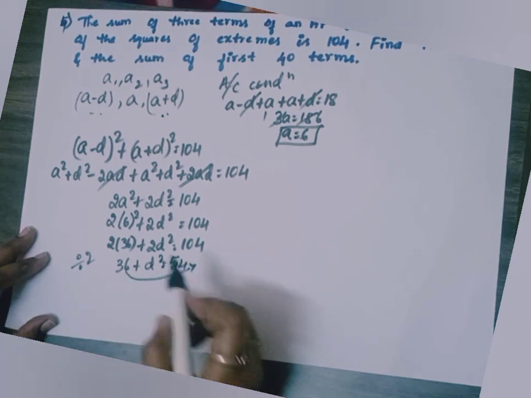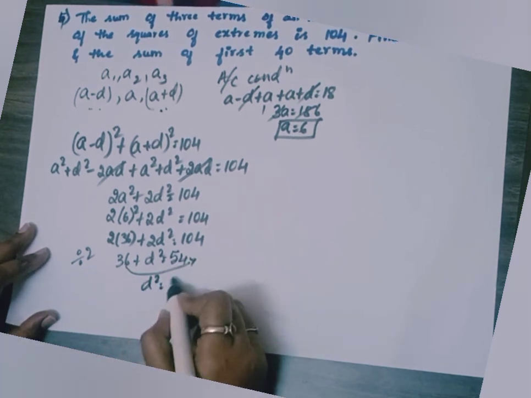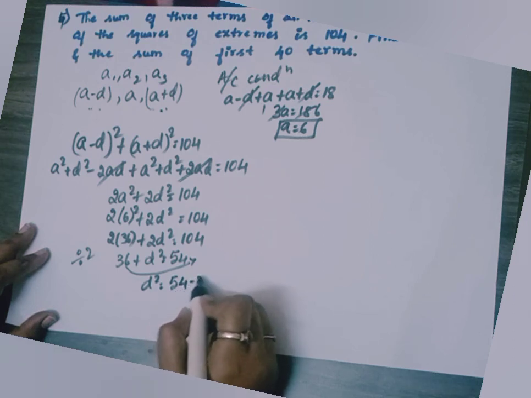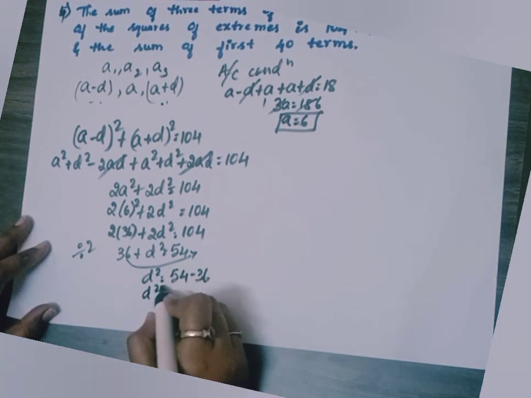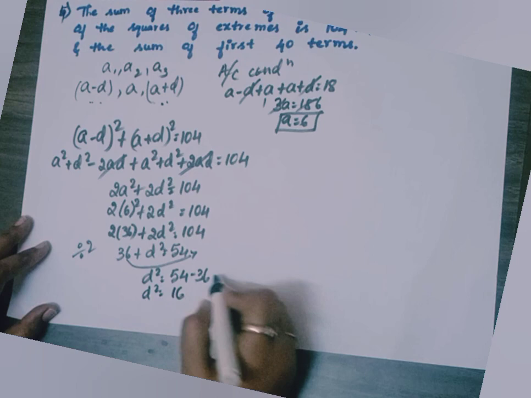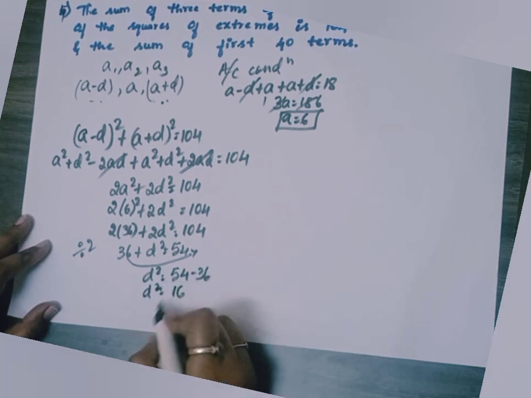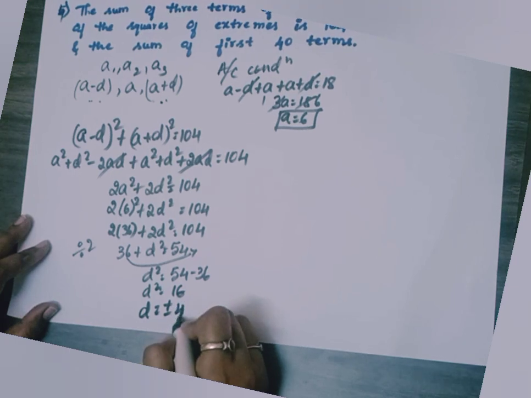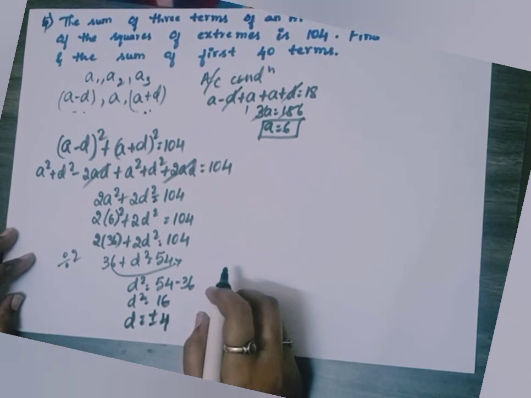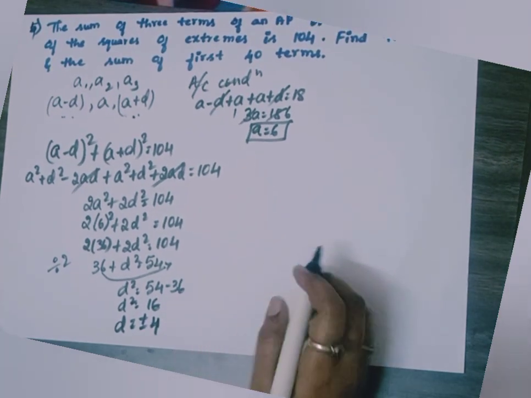Now I'll take this 36 to this side. I'll get d square is equal to 52 minus 36. So I'll get d square is equal to 16. So what is the square root of 16? That is plus or minus 4. So d is equal to plus or minus 4. So I'll consider plus 4 only. So now let's find out the sum of that.